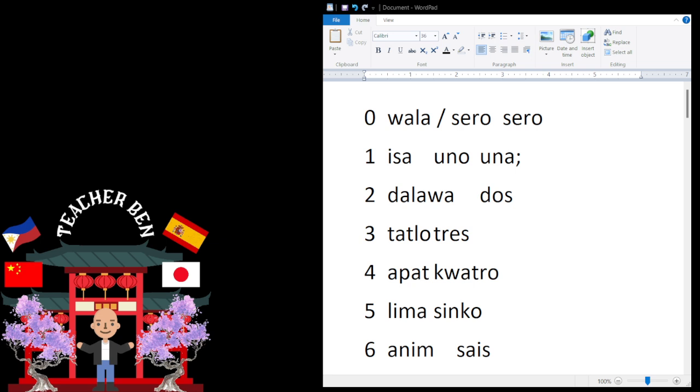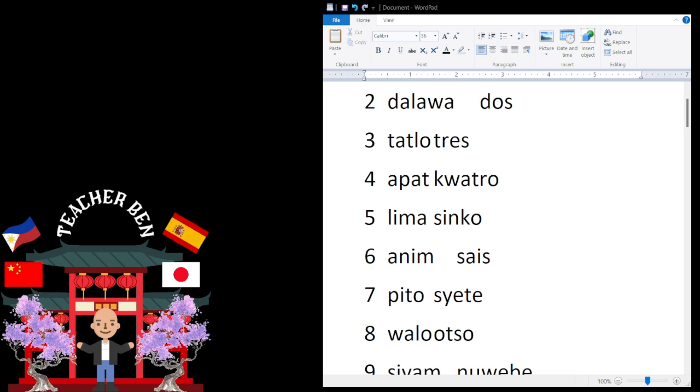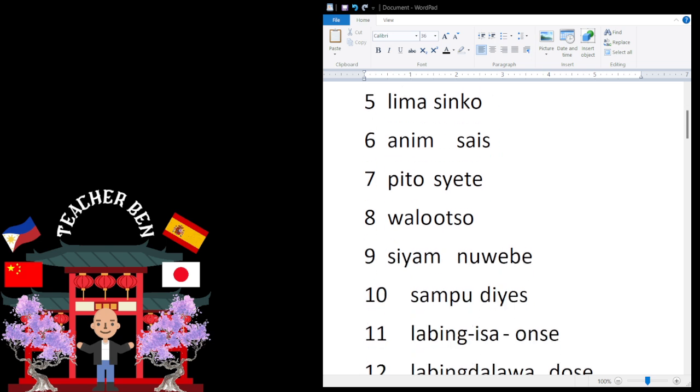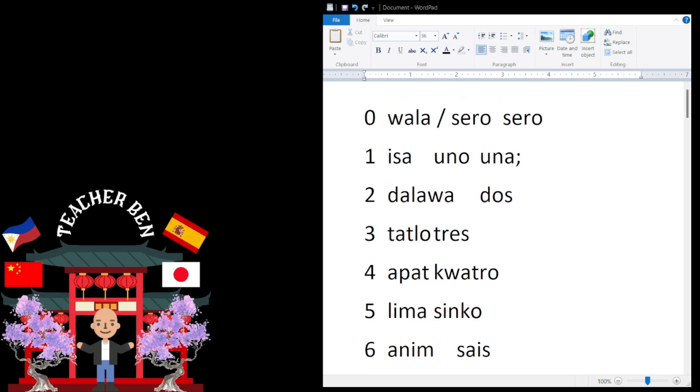All right, so 0 is Wala, 1 is Isa, 2 is Dalawa, 3 is Tatlo, 4 is Apat, 5 is Lima, 6 is Anim, 7 is Pito, 8 is Walu, 9 is Siam, and 10 is Sampu. All right, so there you have it. That is how to count to 10 in Tagalog.